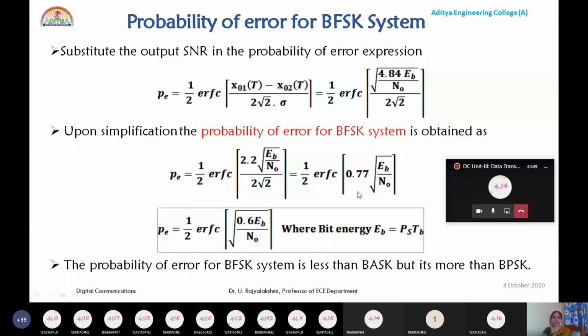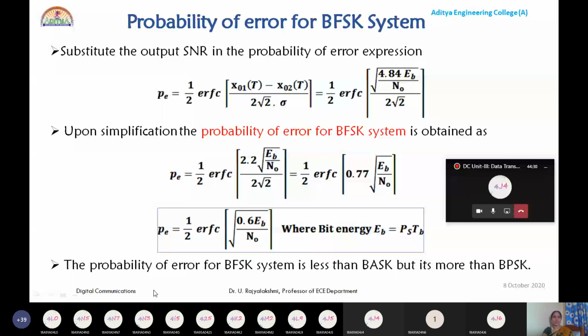You can also check this. Take this 0.77 inside the root, so you can get it as 0.6 EB by N naught. Finally, you can obtain the probability of error for BFSK system as half ERFC of root of 0.6 EB by N naught, where EB is the bit energy, which is PS into TB.